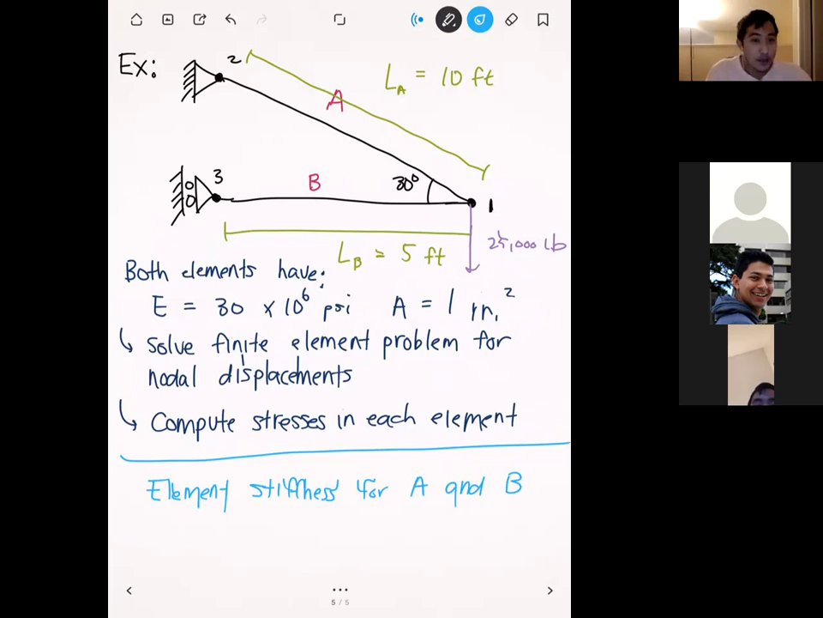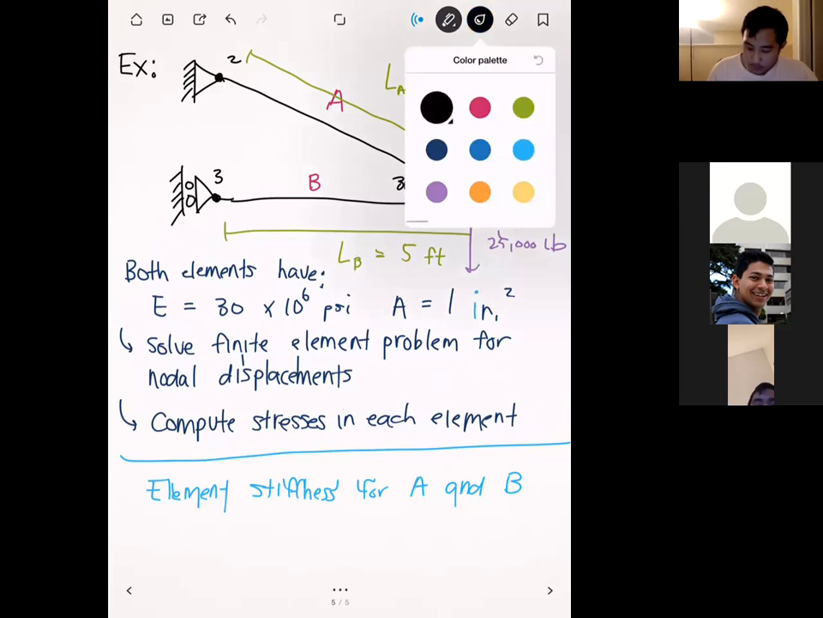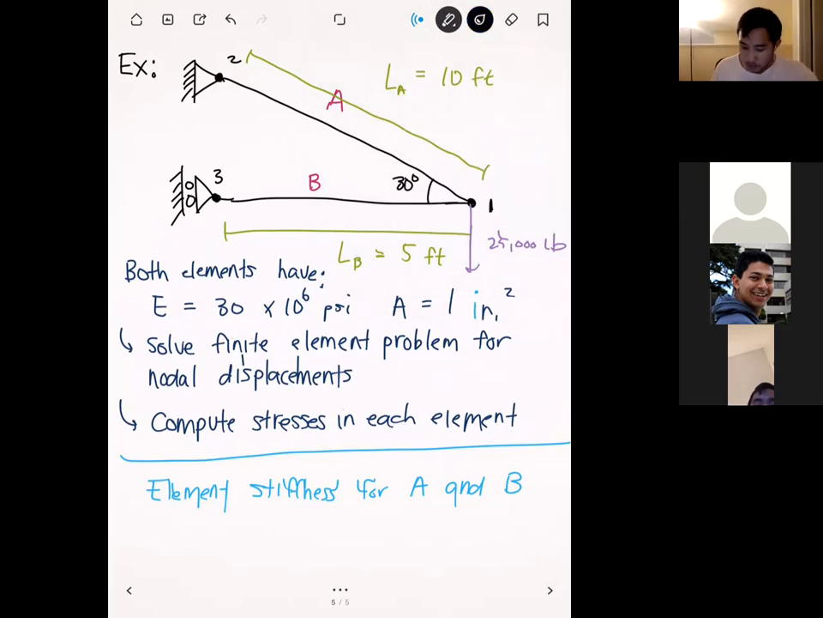Before I get to that, are there any other questions on the problem setup? Yeah, sorry, one more question. What's the measurement for A? Yeah, it's 1 square inch, so it's 1 inch squared. Okay, thank you. And so now let's go about computing the element stiffness matrices for both of these elements. So let's start with element A.